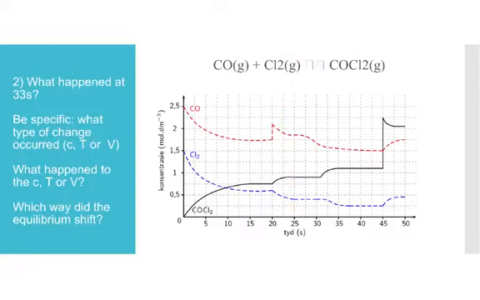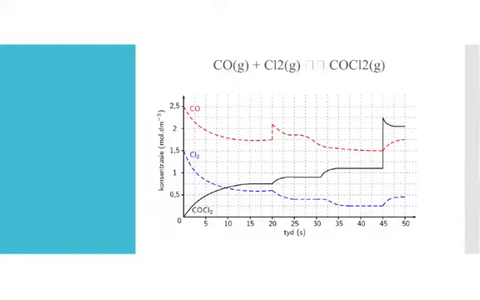Here's our next example. Same thing as before. We've got our same equilibrium, same graph. This time we're looking at what happened at the 33-second mark. So in around here. So again, we're just having a look at the shape of the graph at this section and trying to determine, again, what type of change was it? That was a terrible color to choose. What type of change was it? What specifically happened to that thing? And which way did it shift?